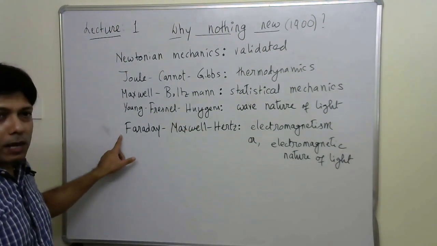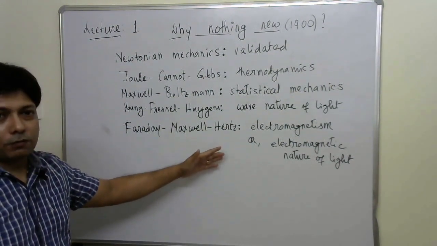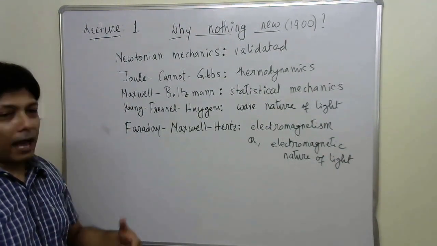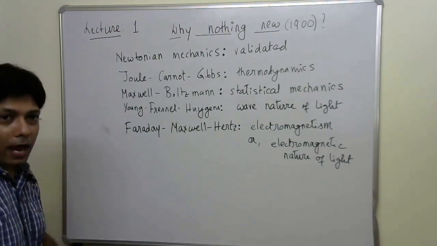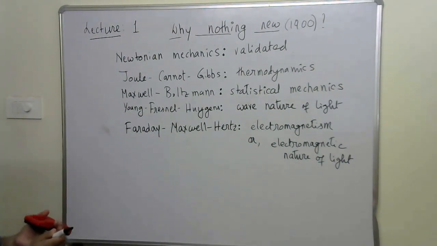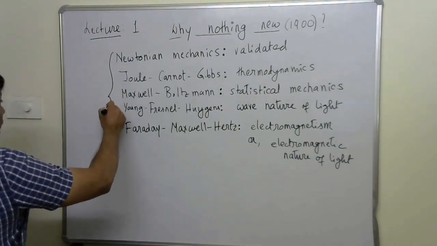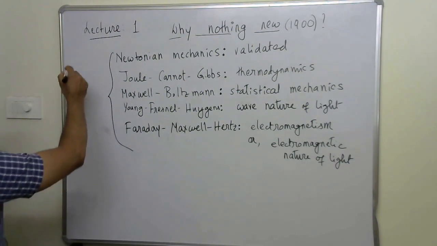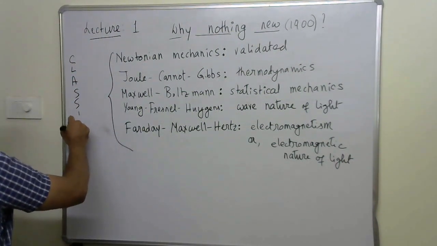And Faraday, Maxwell and Hertz together discovered the principles of electromagnetism, and not only that, people understood that light also follows the electromagnetic theories. The electromagnetic nature of light was also established. So these are the few major discoveries, the total body of accomplishments that constituted the subject called classical physics.